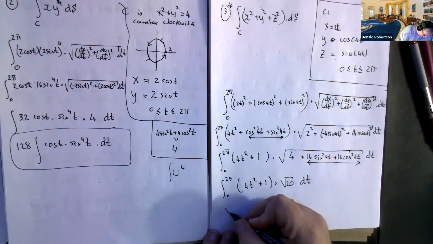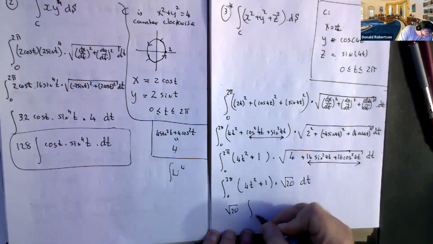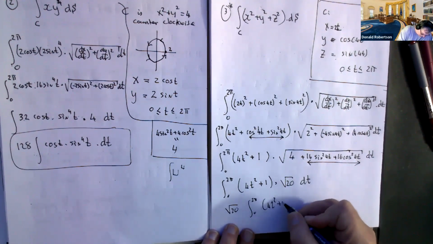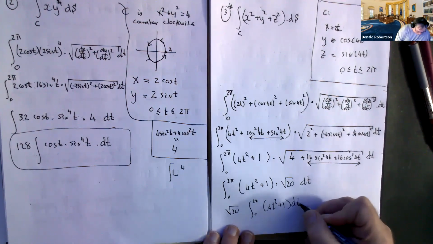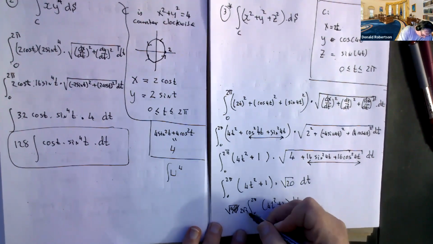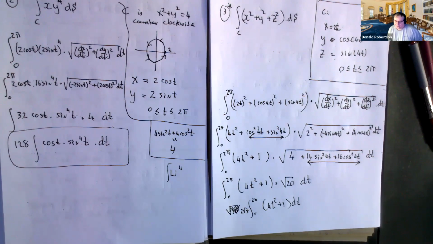Okay, I would pull out the square root of 20 and just integrate this guy. In fact, I wouldn't leave it as the square root of 20 because it can be written as 2 root 5, which is nicer. And power rule, and off you go.